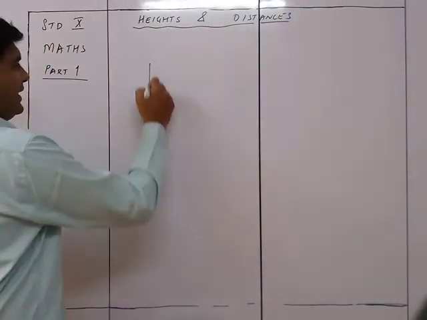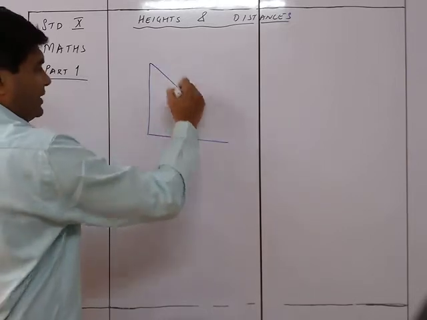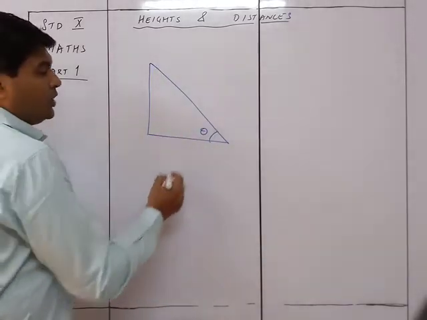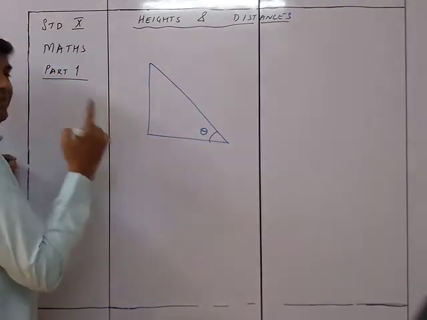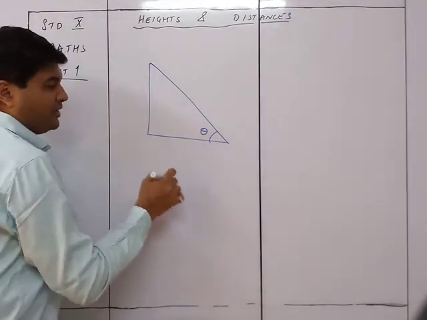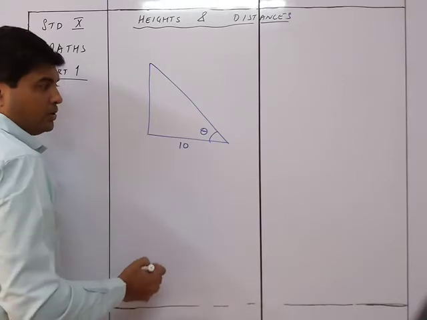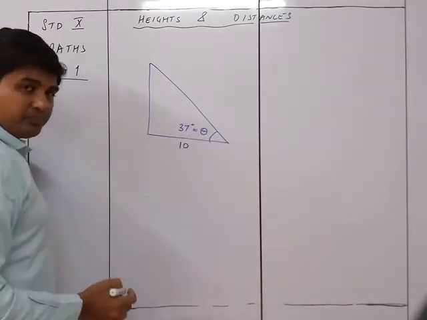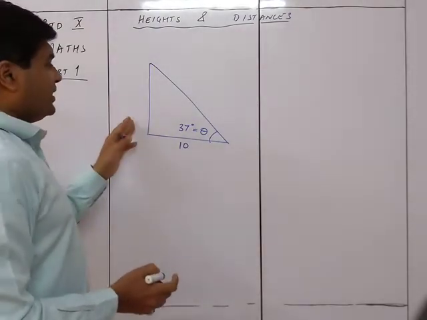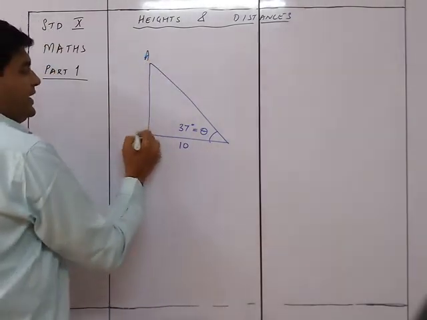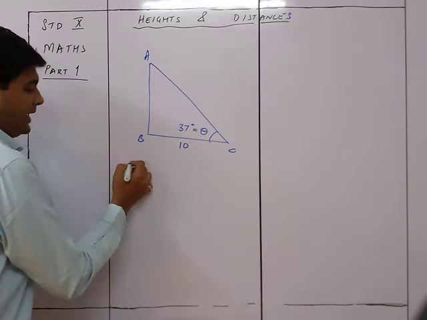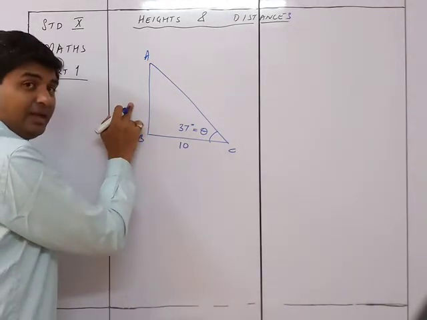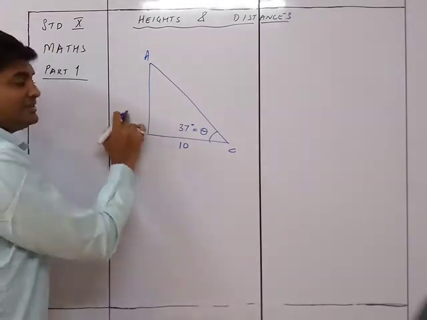You may be having this triangle wherein this theta may be given to you, and you are told one of the sides, out of the three, is given to you. Suppose the side given to you here is 10, and the theta is given to you as 37 degrees. If I want to find out this side, that is AB, then you know that this is the adjacent side, this is the opposite side. So I can use tan theta.